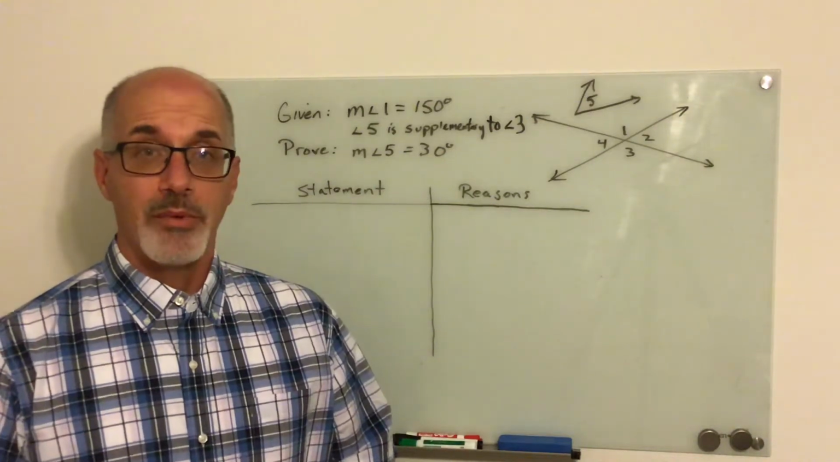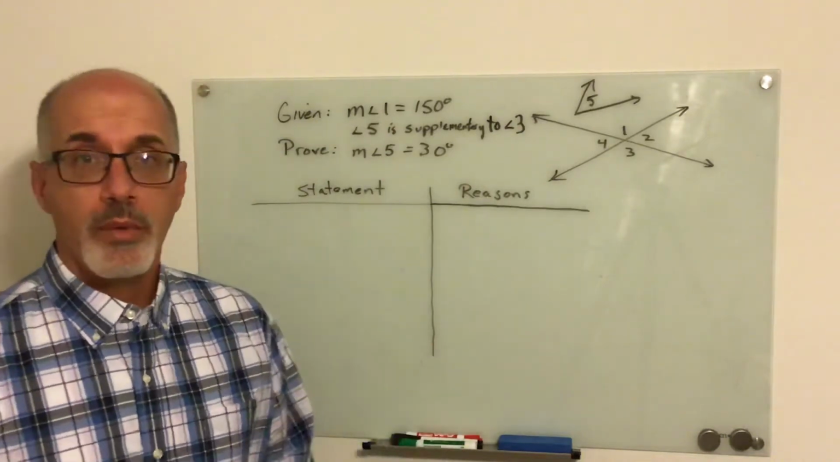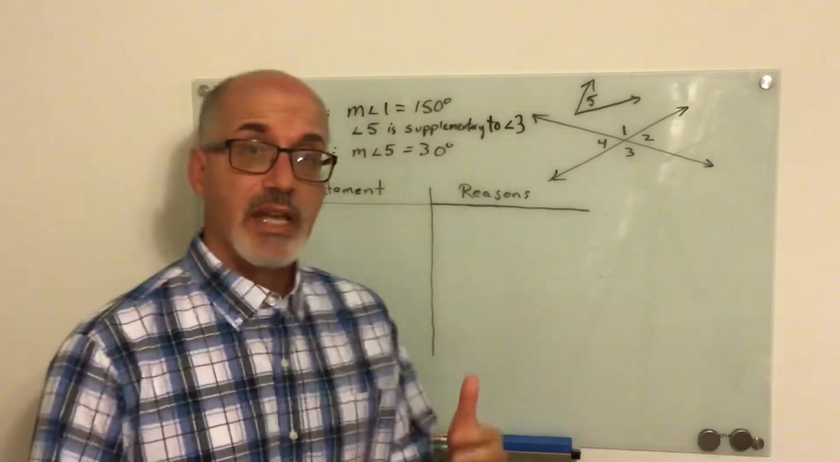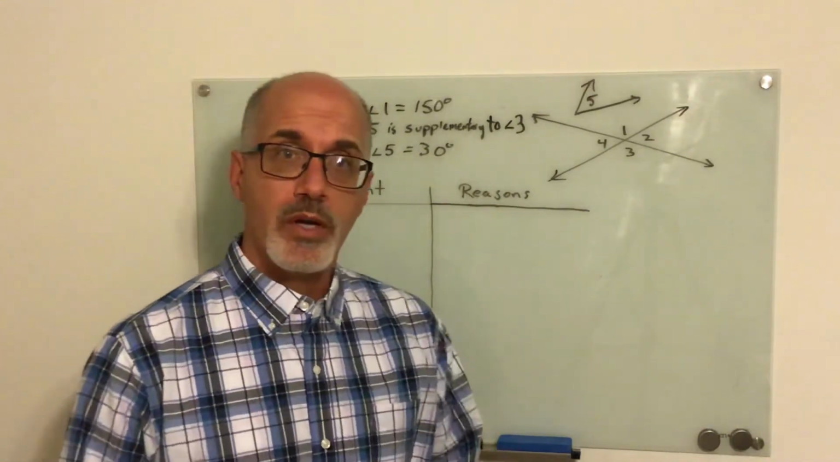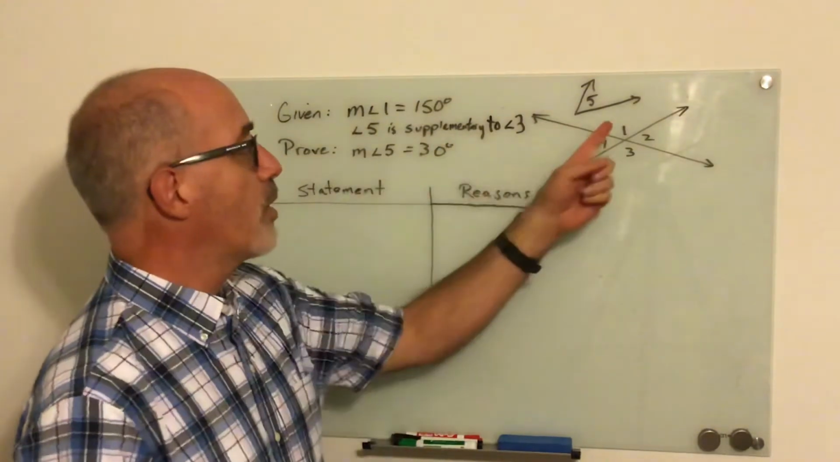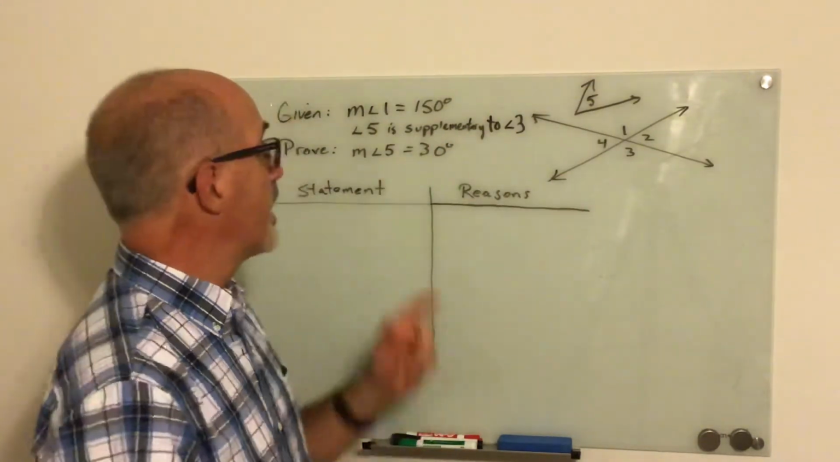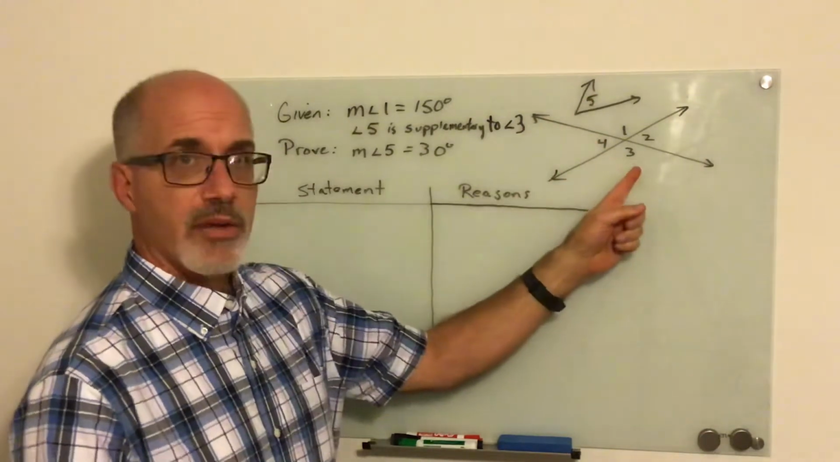Let's do a sample proof. Let's talk about how we can set a goal of where we're going with the proof by looking at what's given, what's in the diagram, and then start processing where we want to go logically through the proof. So in this one, the measure of angle 1 is 150 degrees. This tells us that angle 5 here is supplementary to angle 3.